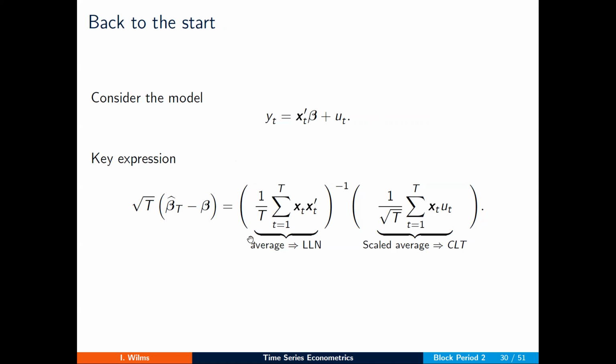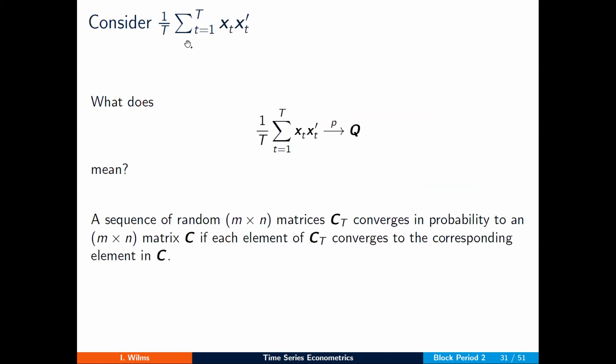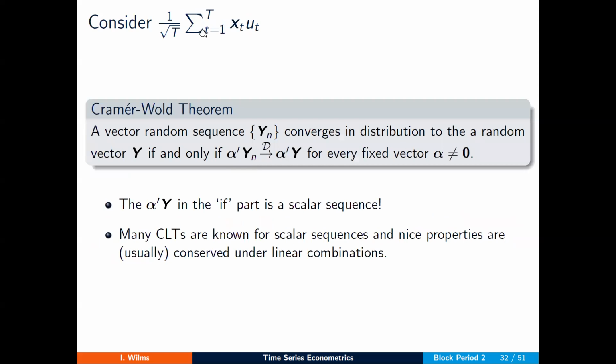So what will happen for the first term? For the first term that I copy over here, well, for that guy, it's rather easy. Since a sequence of random matrices CT converges in probability to a matrix C if simply each element of CT converges to the corresponding element in C. So we can just establish convergence of a matrix by looking at its individual elements. That's nice. What about the second term in our key expression, which we need for the central limit theorem?